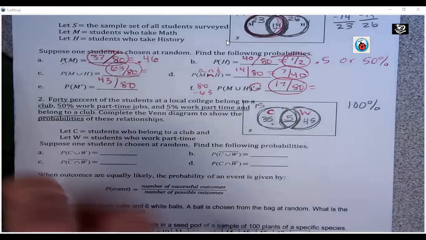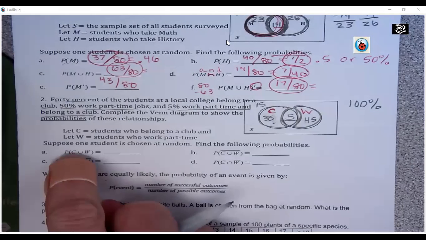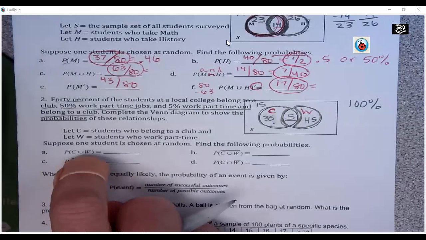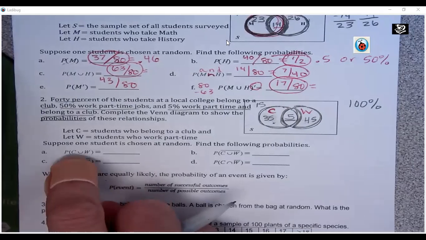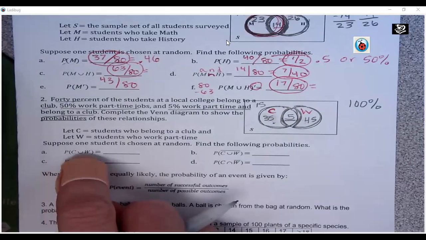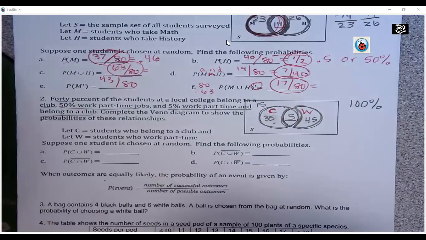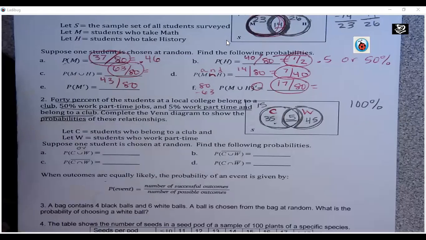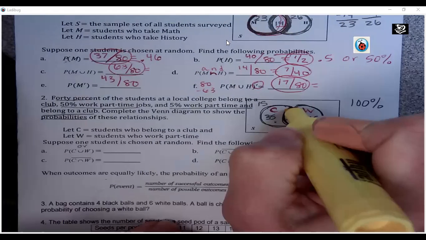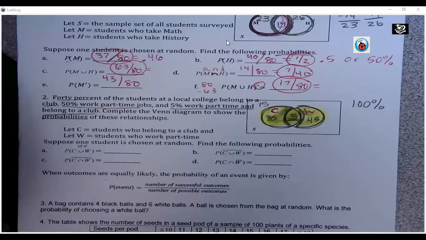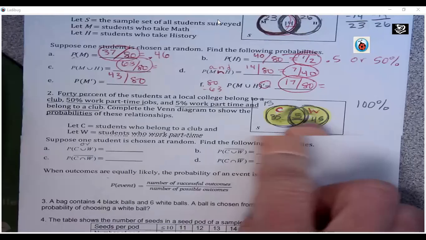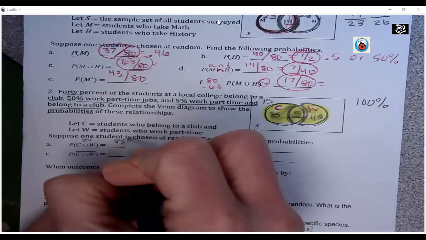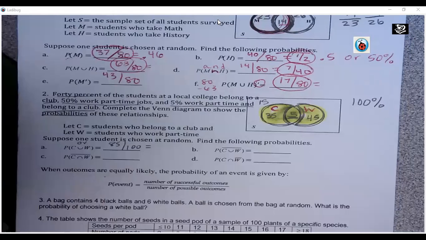Okay. All right, let's see who's up. Ethan, you're up. What does C and then the U and W mean? C is people who belong to a club, and W is students who work part-time. Good. And what does the U mean? Do you remember? Is it or and? Or. Okay, so they can be in a club or they can work. So that refers to this whole highlighted region. Okay, you add all those up, you get 85 over 100, which does reduce.